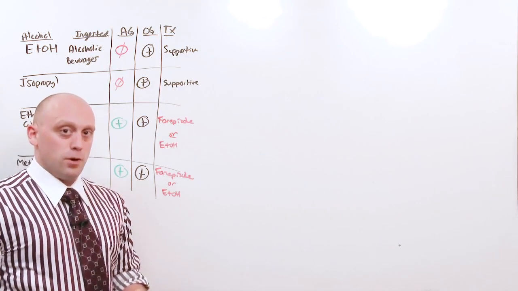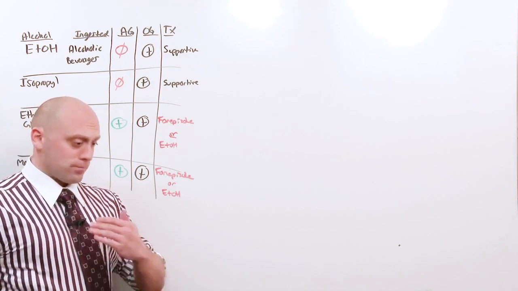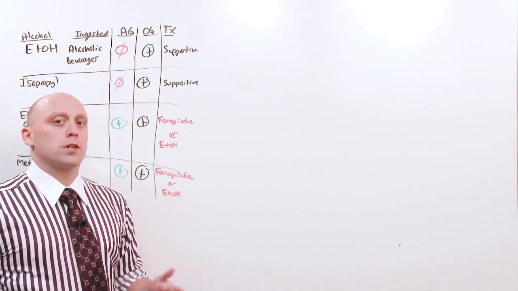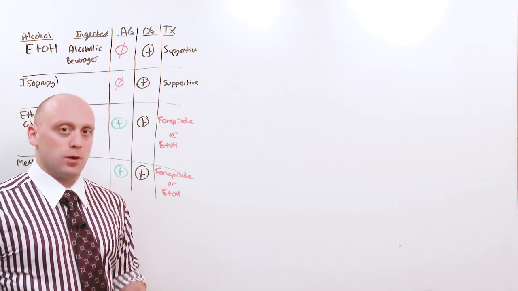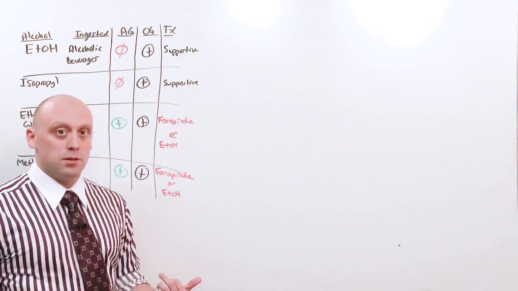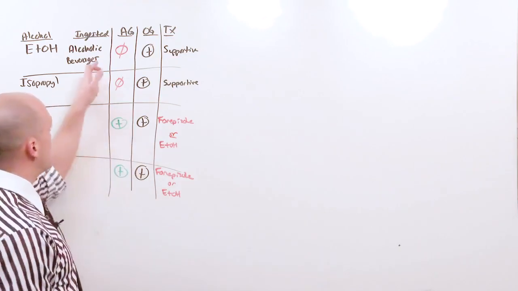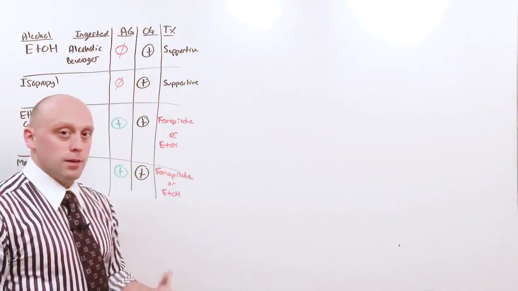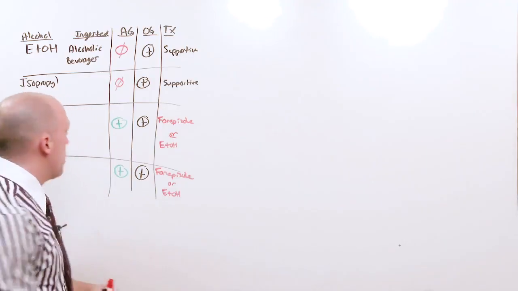The problem with ethanol is that it's zero order. No matter how much you drink, the liver can only process the same amount per hour. So if you continue to consume alcohol past your limit, you can end up dead. But most alcohol intoxication simply results in supportive care and then a hangover the next day.